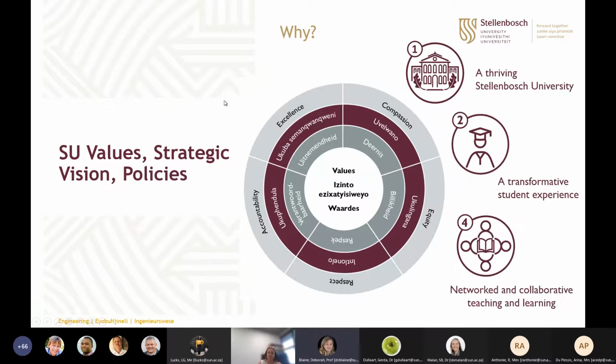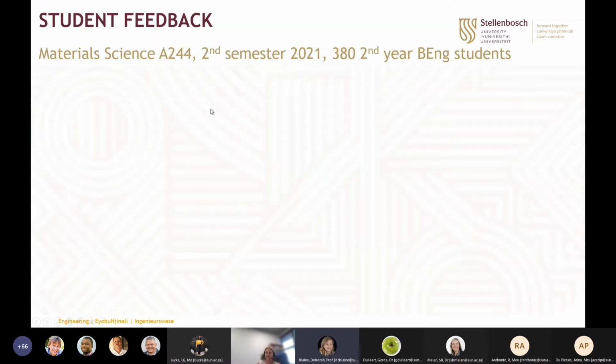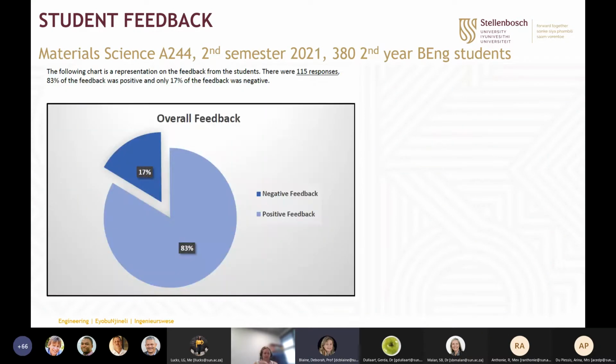So these all speak to the strategic vision of building a thriving Stellenbosch University, providing a transformative student experience for our students, and engaging in networked and collaborative teaching and learning. And then if you're not convinced yet, some student feedback from my material science class. So there were around about 380 second year Bachelor of Engineering students, and we did some feedback on this new curriculum design. 83% of the feedback was positive. There was 17% that was negative. Most of that had to do with managing time.